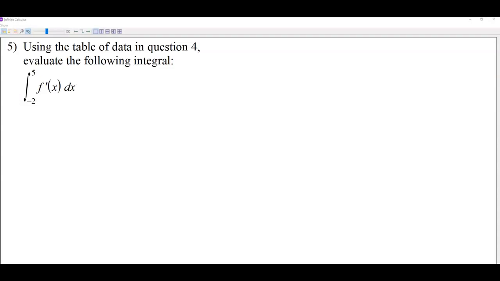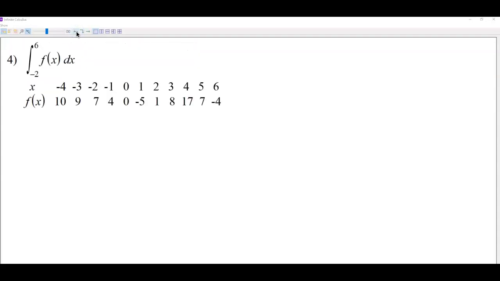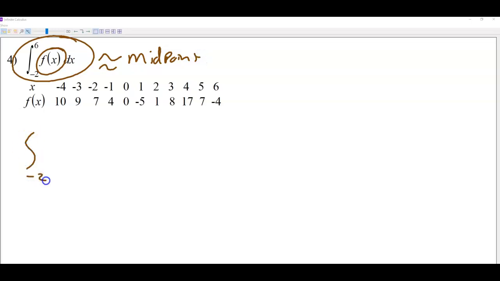So I'm going to go back. So now notice the difference. For this one, it's f of x. Okay, and we're approximating that using a midpoint sum, and that's the area under the curve. However, for the next question, it's different limits. We're going from -2 to 5, but we're not integrating f of x anymore.